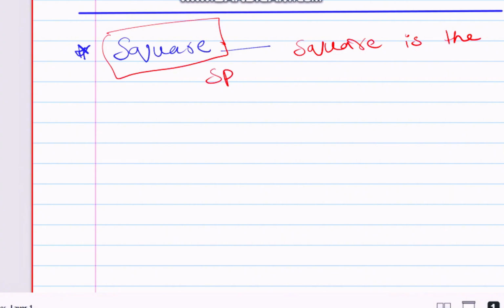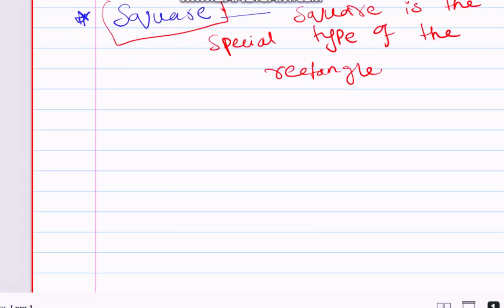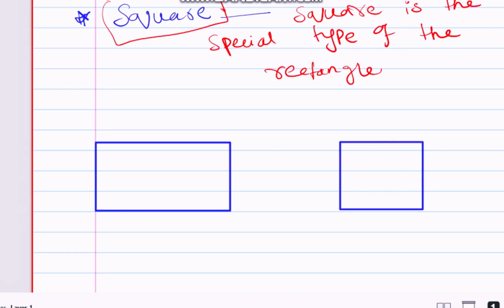A special type of rectangle. How is this a special type of rectangle? Let me justify this. If we say that this is a rectangle, and what is a square? A square is basically this thing.